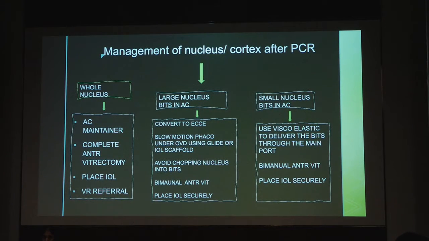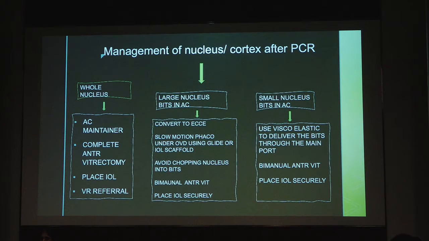So the last slide is, how do you manage in the presence of a nucleus or cortex? In case of a whole nucleus, put an AC maintainer, do a good complete anterior vitrectomy, place an IOL and do a VR referral. In case of large nucleus bits in the anterior chamber, you can either convert to ECCE, or you can do what is called a slow motion phaco, which I already showed you. You can also do a visco removal of these bits. You can just keep injecting visco and then removing them, and do a good anterior vitrectomy, completely clear the vitreous from the anterior chamber, and then place the IOL.